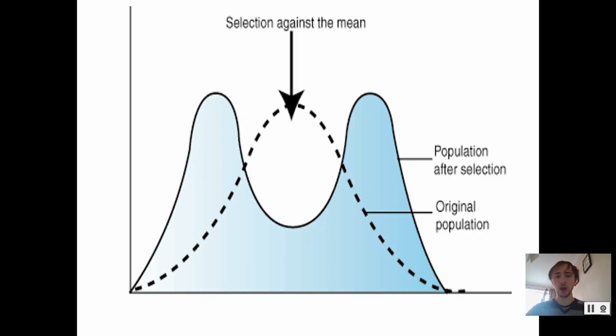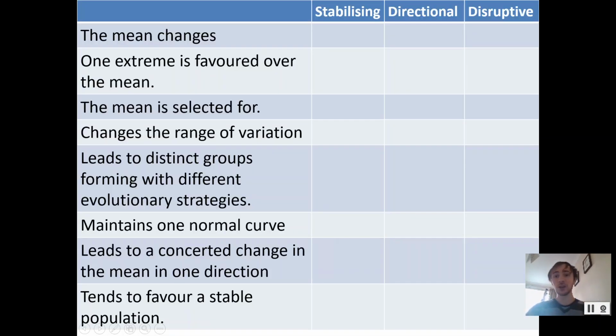Well, let's have a look at our graph. With these two curves, if you actually added them all up and divided by the number, the average would still be directly in the middle, because there's going to be about the same number of large and small fish. And so the mean actually doesn't change, it stays the same. So only directional is the first one. Tick. One extreme is favoured over the mean. Directional. That's what directional is.